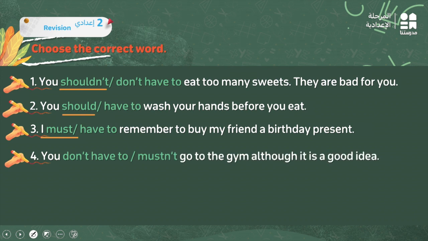For number four, you don't have to or you mustn't go to the gym, although it's a good idea. So here, you don't have to go or you mustn't go? Of course, it's you don't have to، لان ده مش معناها ان انت لو رحت او ما رحتش حاجة هتأذيك او هتضرك. No, as if I'm saying in Arabic, لا يجب ان. Okay, يعني have to بتبقى weaker, not stronger like must, مش قوية زي must.